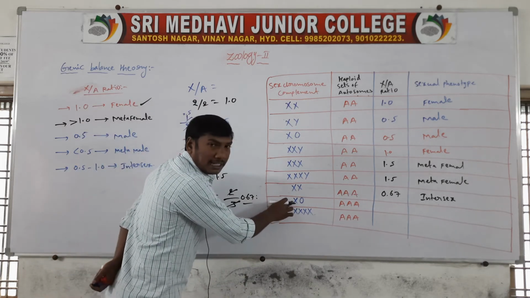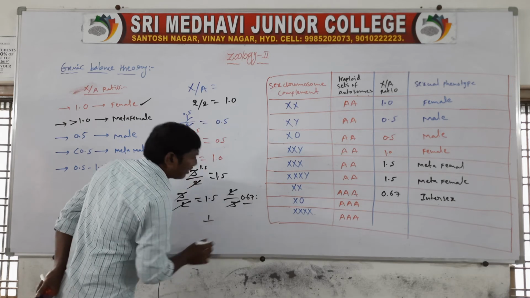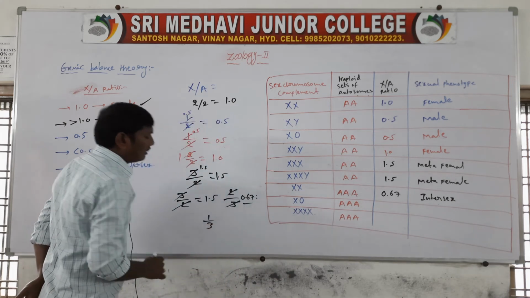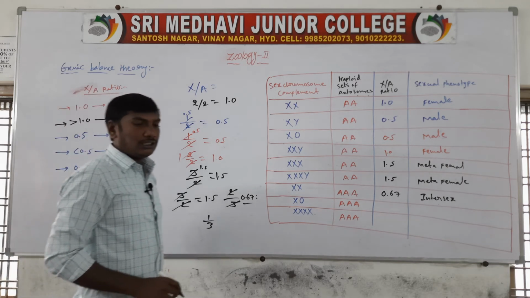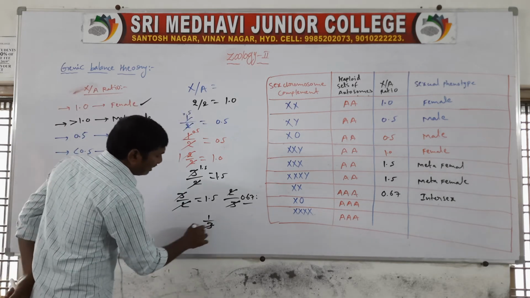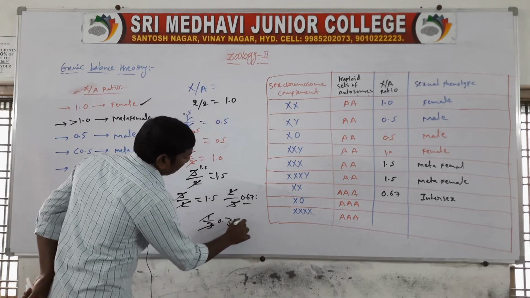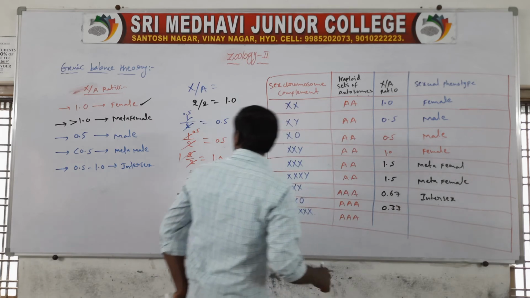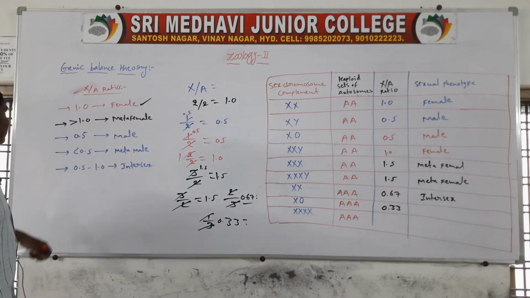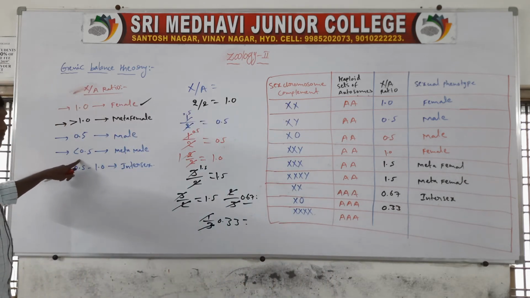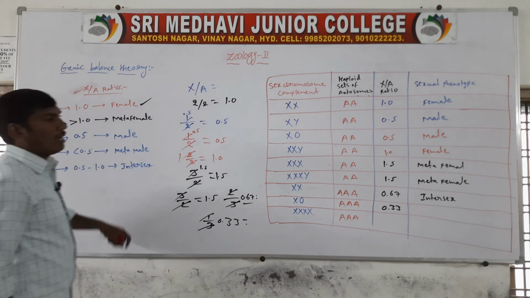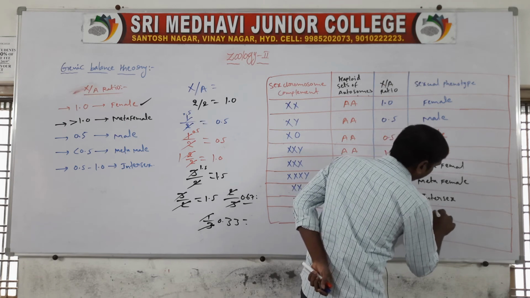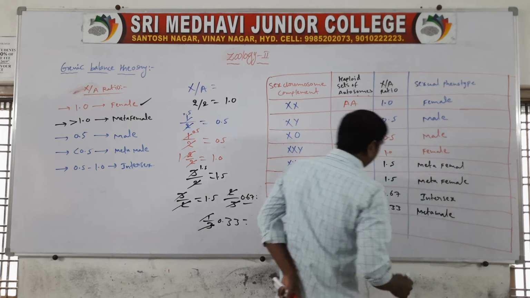Next one, number of X chromosomes, only one. Number of sets of autosomes 3. So the ratio is 0.33. The 0.33 means it is below 0.5, so they are called meta male.